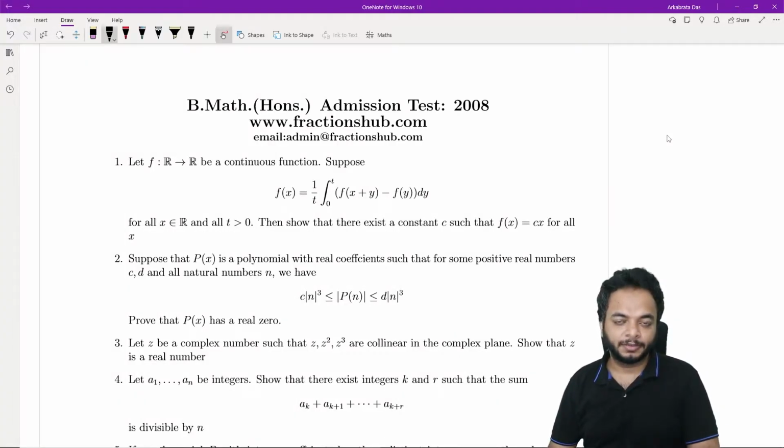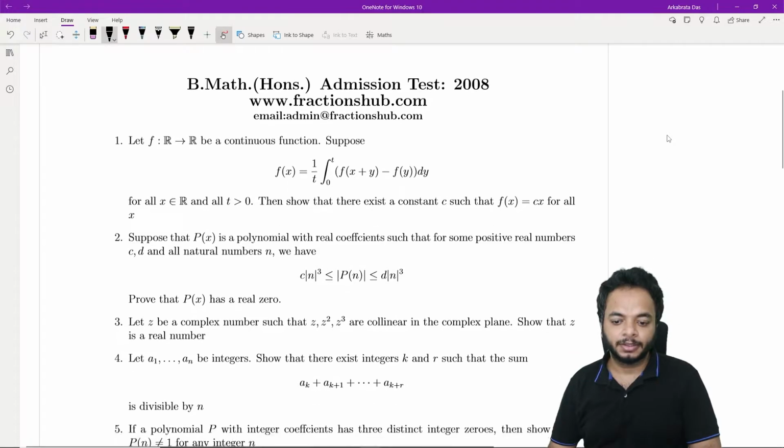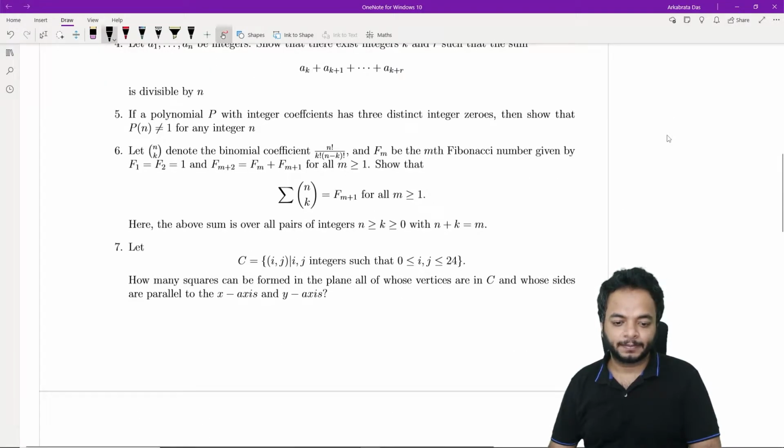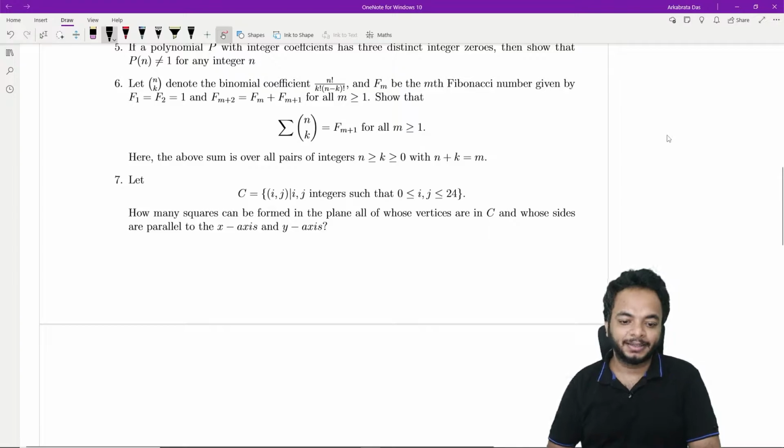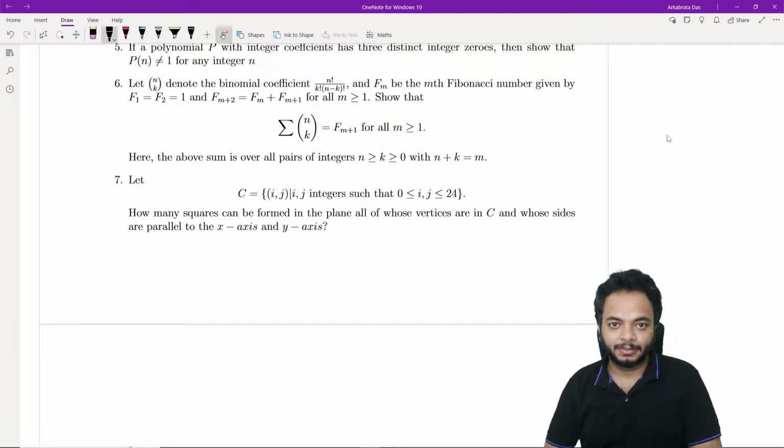Let's discuss the BMath 2008 problem. It's problem number 6, which says: let n choose k be the binomial coefficient, which you already know, n factorial divided by k factorial times n minus k factorial. And let f_m be the m-th Fibonacci number, where f1 and f2 are both 1, and f_{m+2} is the sum of the previous two terms, that is f_m plus f_{m+1}.